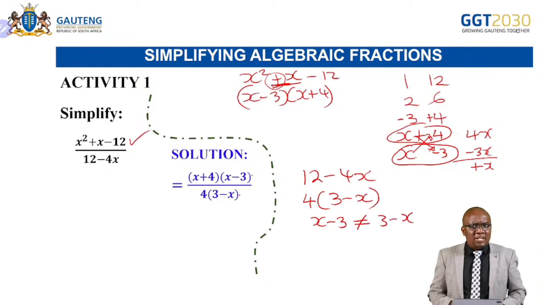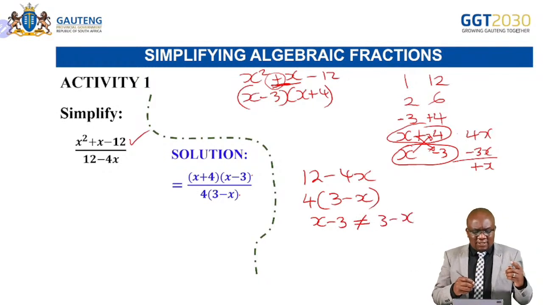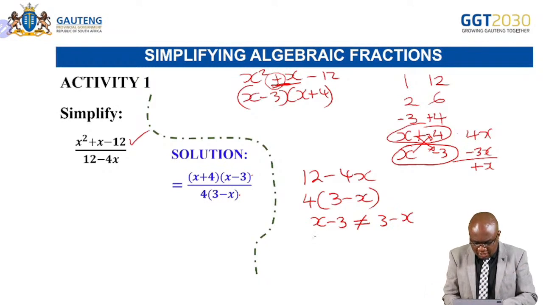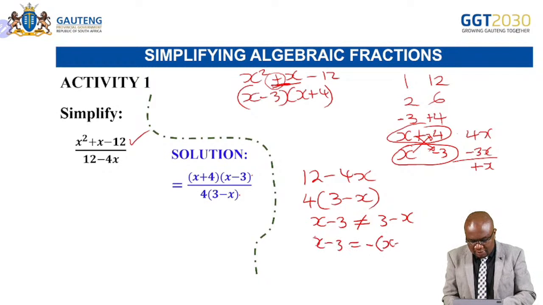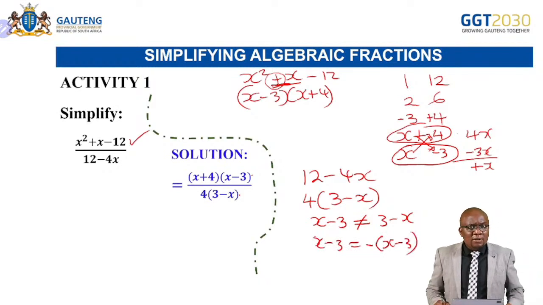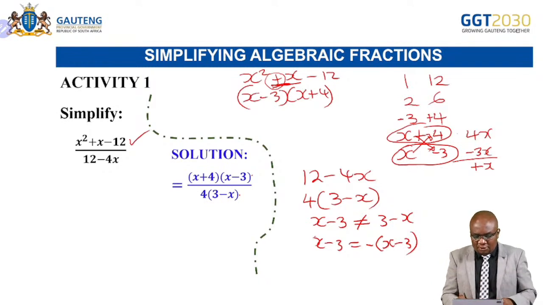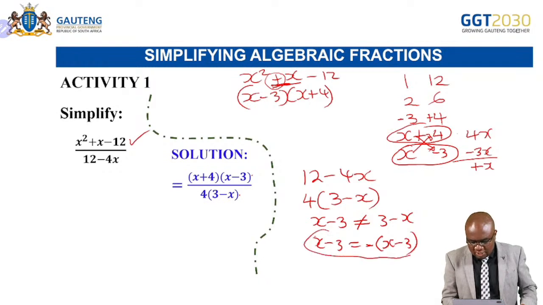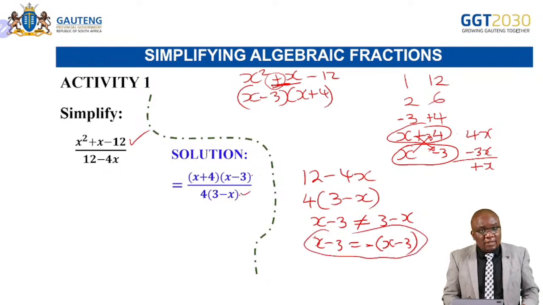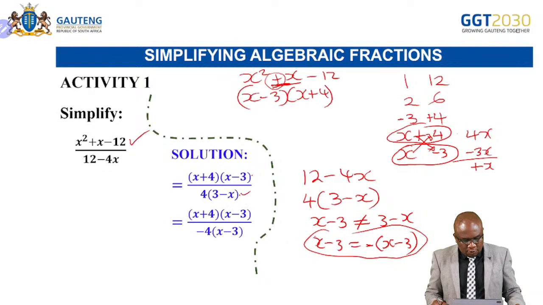Okay, so what do we do here? We factor out the negative 1. So it becomes x minus 3 equals minus (x minus 3). Remember that. You swap them to create a common bracket. We swap the things around and then we factor out negative 1. Then these two are equal. So we'll do this to this one, and then it becomes minus 4 (x minus 3).